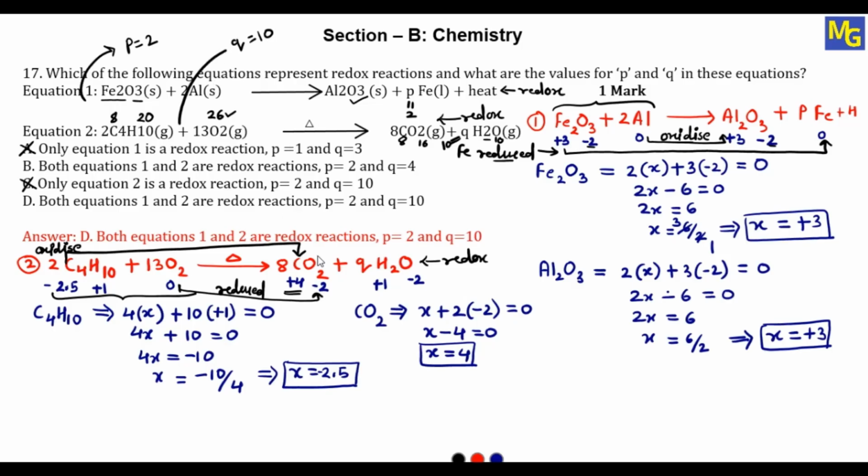And according to this, in the options, option B has P as 2 and Q as 4, so this is also a wrong option. And option D has P as 2 and Q as 10, so this is the correct option. That's why option D is correct. So in the answer I have written D: both equation 1 and 2 are redox reactions and P should be 2 and Q should be 10. So this is the correct answer and correct explanation for question number 17.